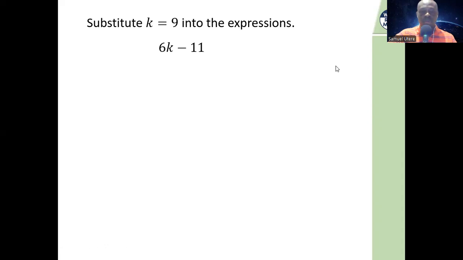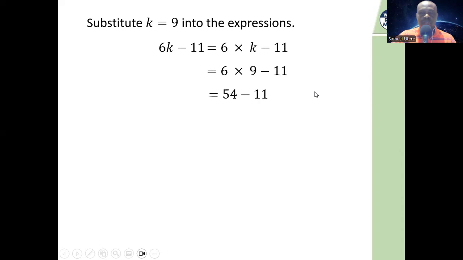Here is another example. If we have k equal to 9, by now we know how it really works. So we may not really be using the function machine. We just know we'll go straight into doing our substitution. So 6k means 6 times whatever k is. And k in this instance at this moment is 9. So we say 6 times 9 minus 11, or subtract 11, and that gives us 48.